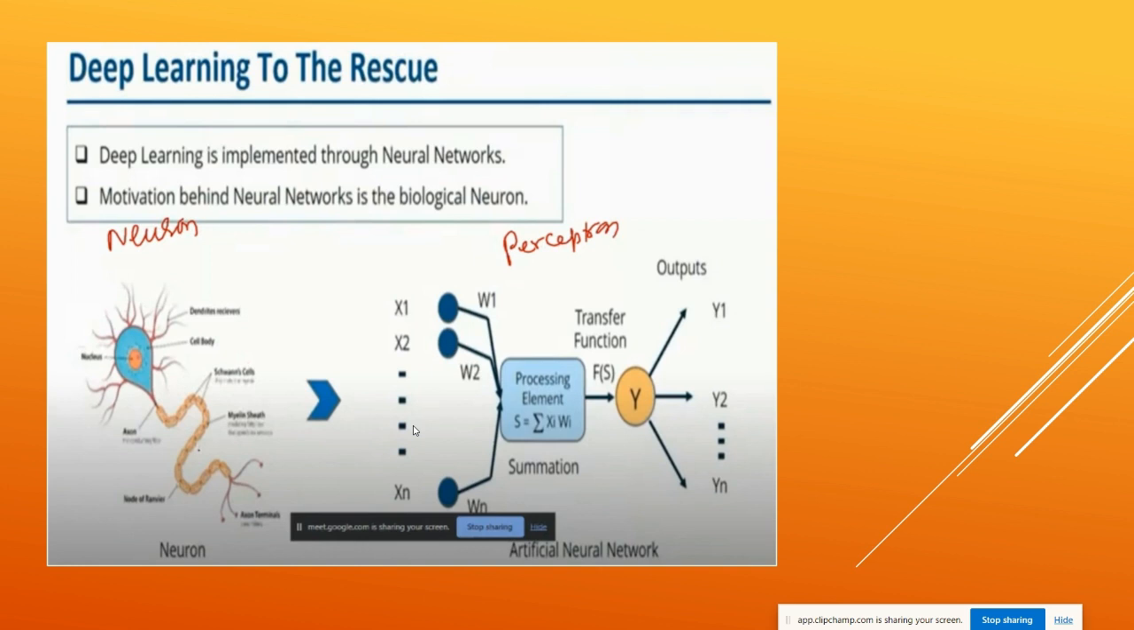After the input data has been processed by the neurons, it goes to the nucleus. The nucleus has two functions: one is integration and the other is the activation function. Integration sums all the data that is coming in, and then the activation function processes it for further results. We can move down to the next slide.